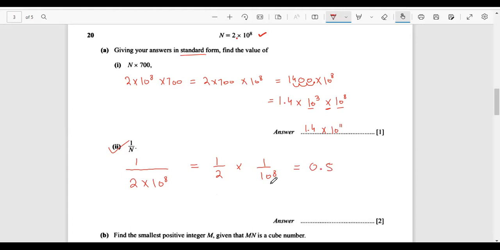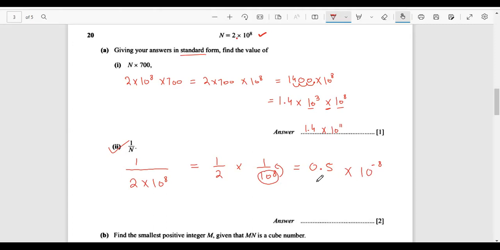0.5. And what about 10 power 8? For now, 10 power 8 is in the denominator. I can write it in the numerator with a negative power, okay? It's 10 power minus 8. I had 10 power 8 in the denominator, but I need to have it in the numerator, and the rule says when I will shift it to the numerator, the power would become negative. So it is 0.5 multiplied by 10 power minus 8.